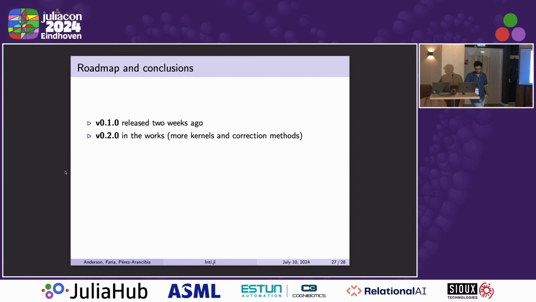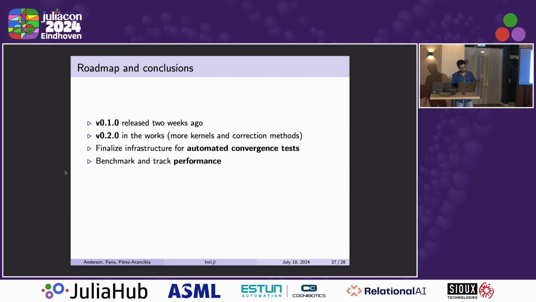0.2, we're working on it. I mean, there's some new methods that we have developed, new methods that we have recently published, that we want to put in there. We kind of want to finalize this infrastructure for automated tests. Of course, we should be tracking performance, otherwise we have a big risk of regressions.